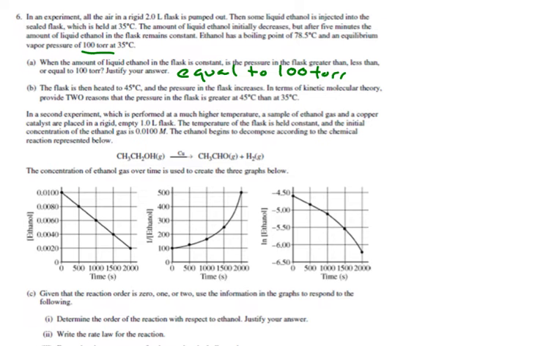The flask is then heated to 45 degrees and the pressure in the flask increases. In terms of kinetic molecular theory, provide two reasons that the pressure in the flask is greater at 45 than at 35. So, by the way, kinetic molecular theory is just how atoms behave, how they interact. So you can talk about a lot of reasons why the pressure is going to go up. So any ideas, any thoughts? They don't have to be complicated.